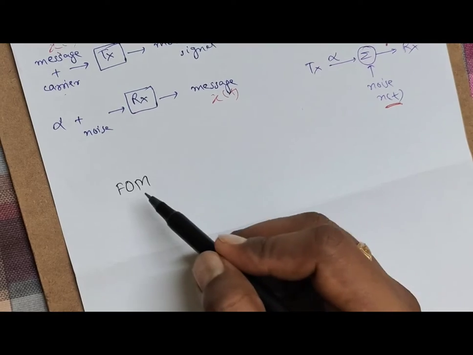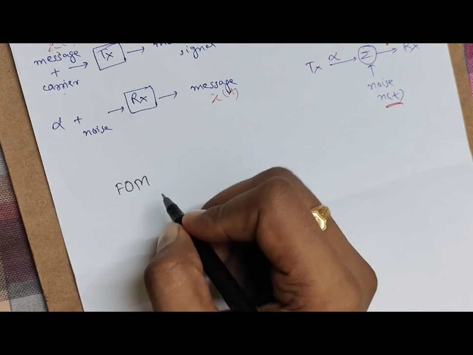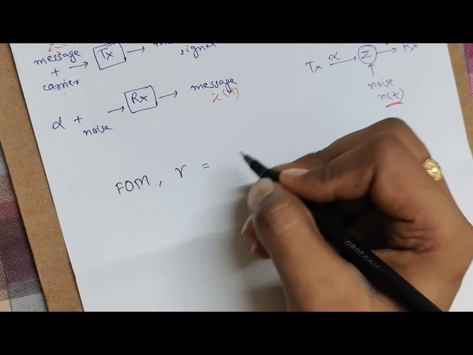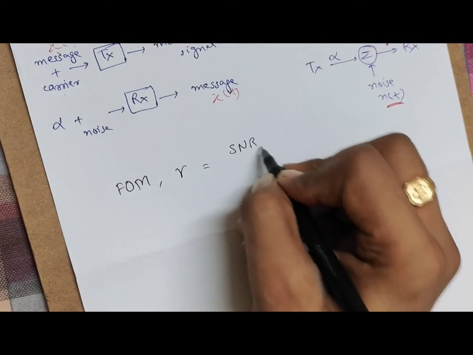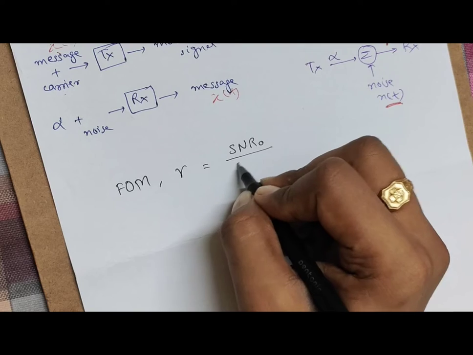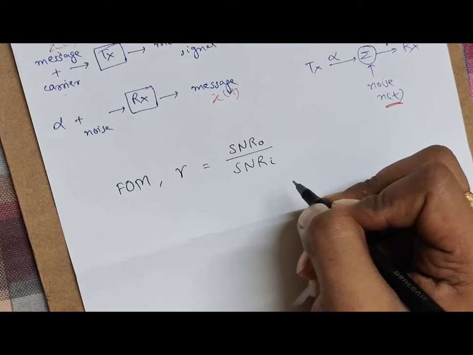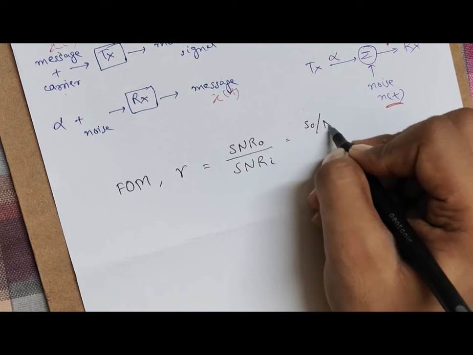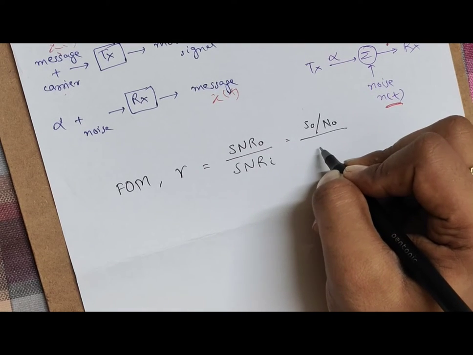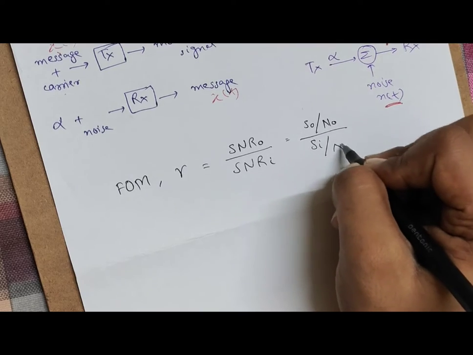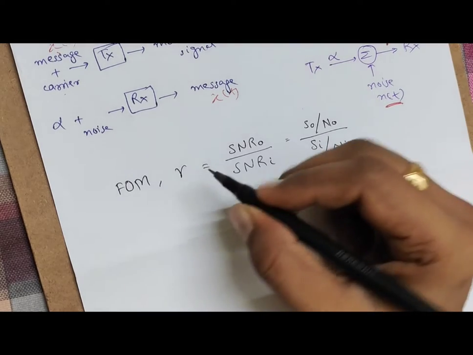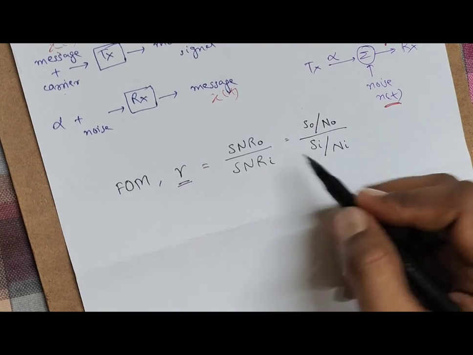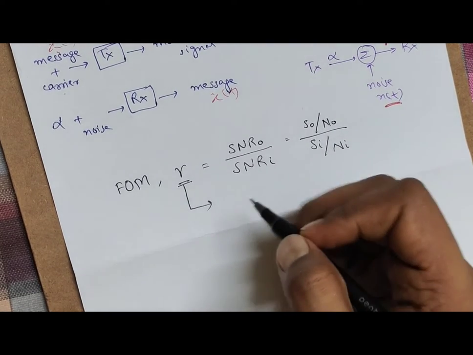Now this FOM is represented by gamma, which is given by the signal to noise ratio at the output of the receiver upon the signal to noise ratio at the input of the receiver. That is, output signal power upon output noise power, divided by input signal power upon input noise power. That is why this figure of merit gamma is also called the ratio of ratios, and gamma is a characteristic feature of a receiver.